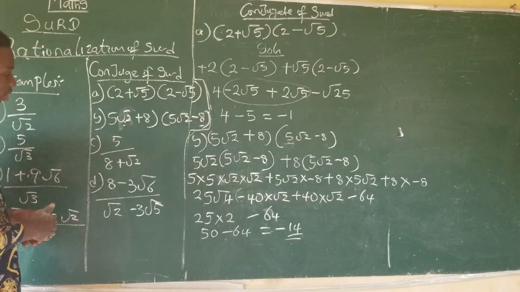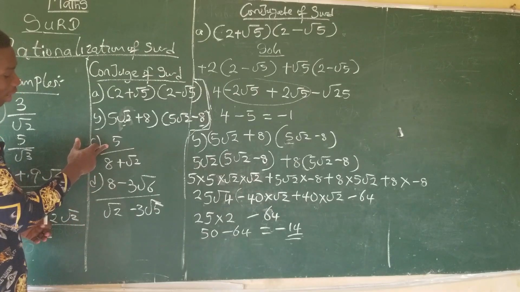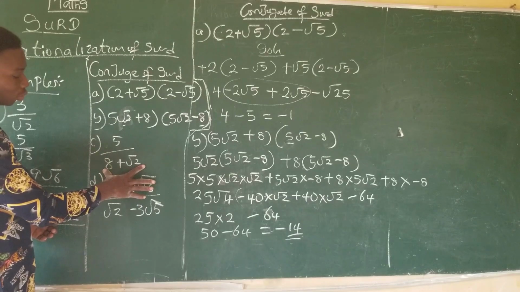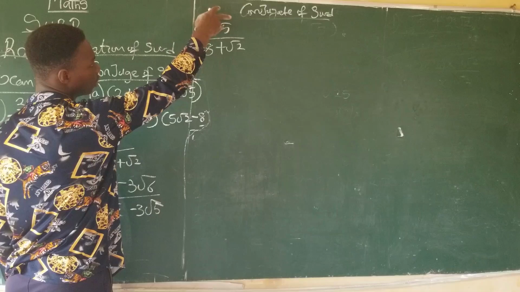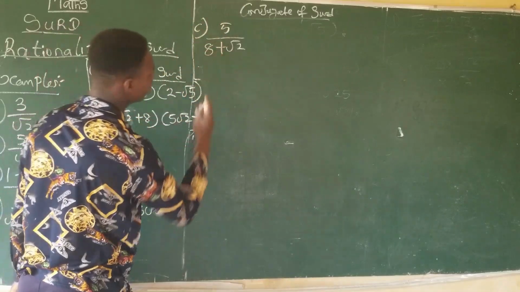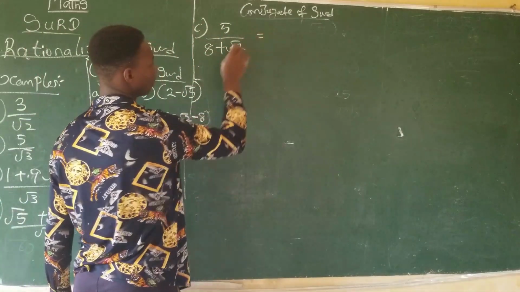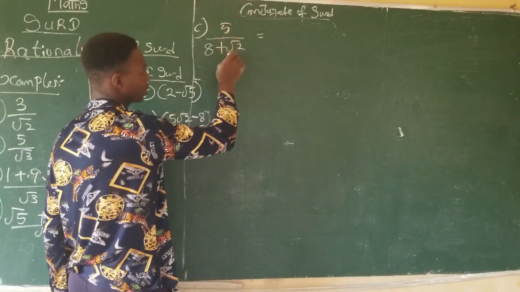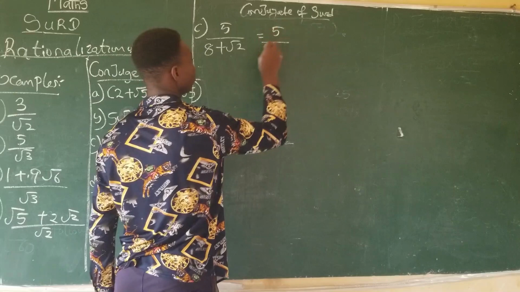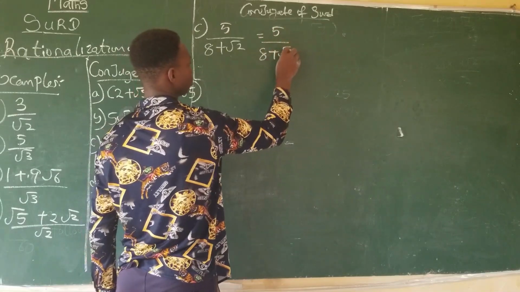Now, the C and the D part of this question is what we are going to look into from here. Remember that our numerator is 5 and the denominator is 8 plus root 2. And for this part, we're also having a numerator of 5 and a denominator of 8 plus root 2. So remember, use your numerator to multiply the numerator and itself. So it becomes 5 all over 8 plus root 2.